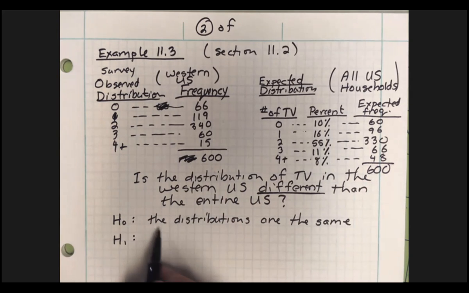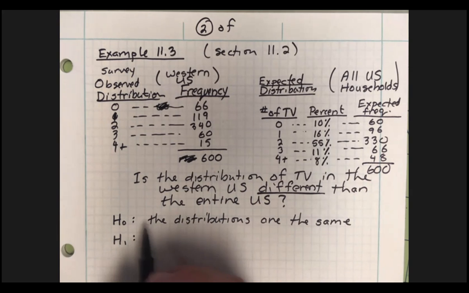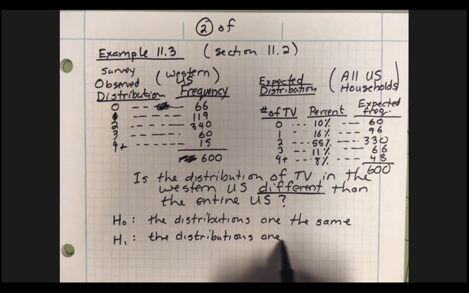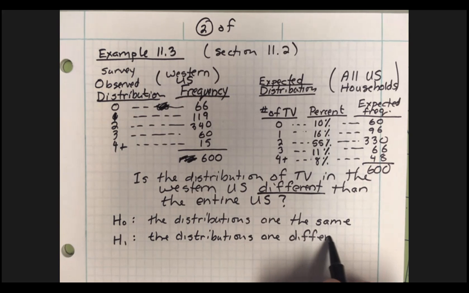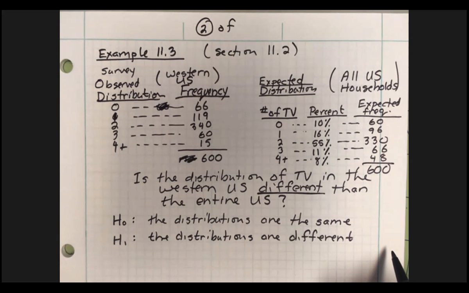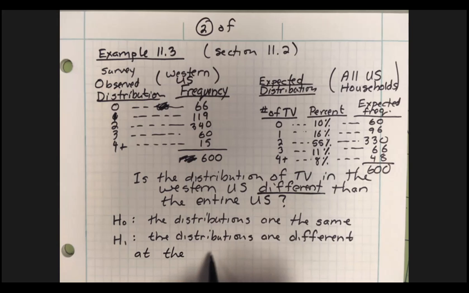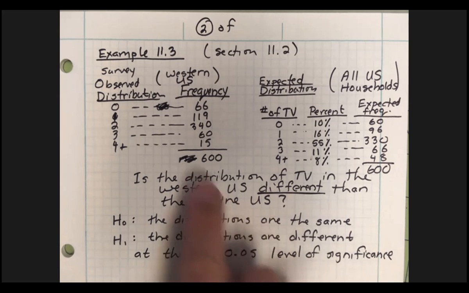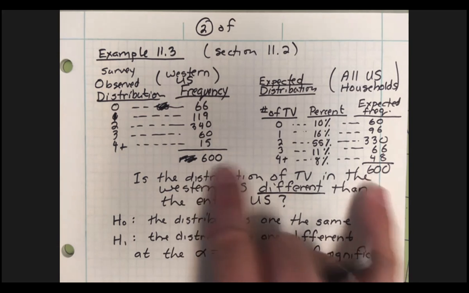So what's the opposite, or what's the contradiction to the distributions are the same? Here, our alternative hypothesis will be the distributions are different. So we need to test this. Let's just pick the ordinary 5% level of significance. So what is the probability that I will be this different than what I expected?